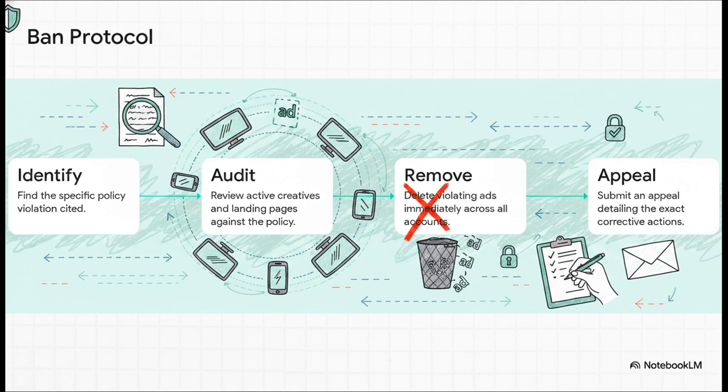Step 3, and this is vital, remove the violating ads immediately, even from other accounts. Do not wait on this. And finally, Step 4, submit an appeal detailing your exact corrective actions. Pre-screen your ads heavily, obviously, but when a restriction does happen, you need to follow this systematic protocol to the absolute letter.